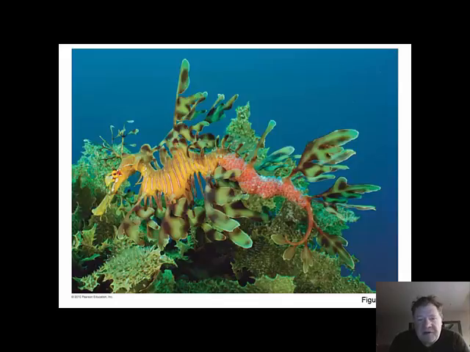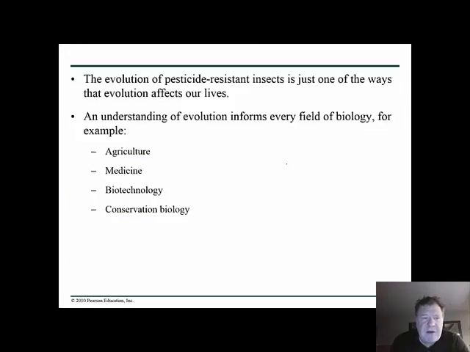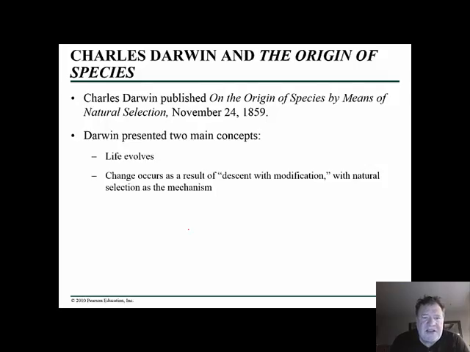This is another, much prettier example of evolution, where populations are able to modify their body type in order to fit in better with their background. Again, our understanding of evolution helps us in agriculture, in medicine, in biotechnology, and also in conservation biology. So evolution has a very big role to play in all of these aspects.